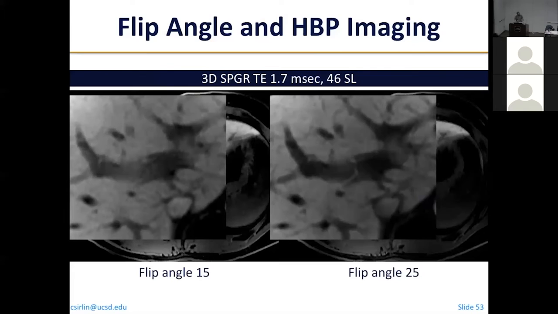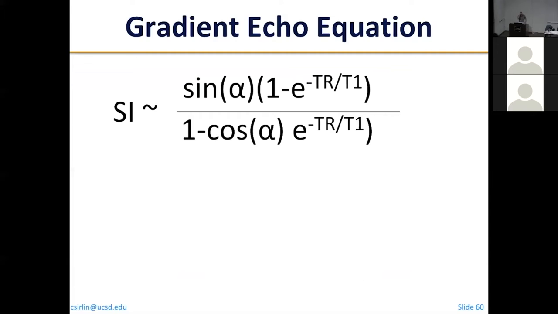So now you might ask, as the flip angle goes up, the signal goes up and then comes back down. So what flip angle maximizes the signal to noise? Well, you can figure that out, because there's an equation that looks like this. The signal intensity on a gradient echo image is a function of the flip angle. Here we have sine of flip angle, here we have cosine of flip angle. It's also a function of the repetition time and the T1.